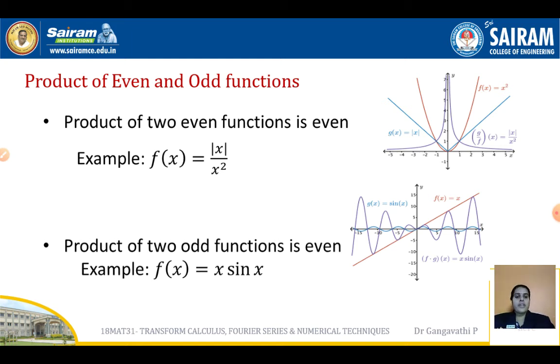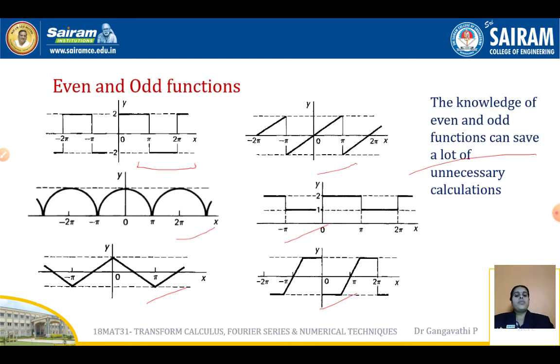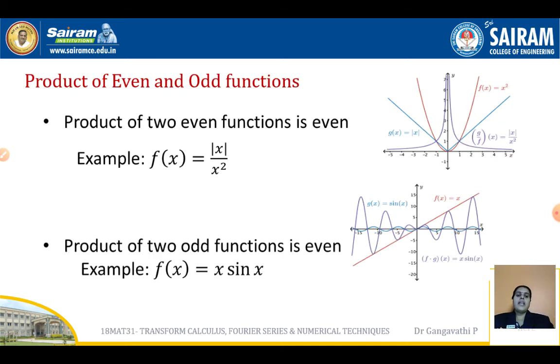And the product of odd functions. Take two odd functions. One is sin x and the other one is x, taken here. This is one function and this is another function. But still, the product is symmetric on the y axis. You can observe the product curve: whatever you see on this side, the same thing happens on the other side also. That means the function f of x is an even function. So the product of two odd functions results in an even function. These are things you need to remember.